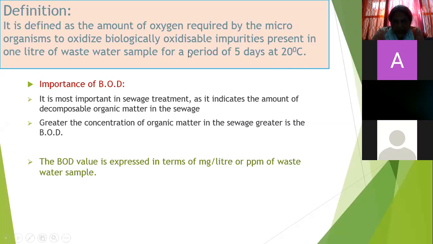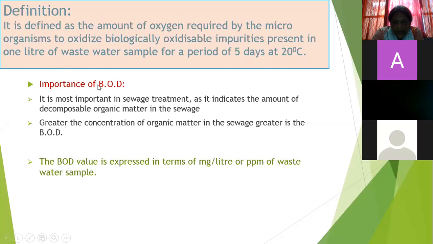This is important. And the microorganisms oxidize only biologically oxidizable impurities or biologically oxidizable pollutants which are present in the water body. So, what is the amount of oxygen consumed by the microorganisms to oxidize the biologically oxidizable impurities for 5 days of time at 20 degrees centigrade? An amount of wastewater should be taken, 1 liter. So, that is called biological oxygen demand.